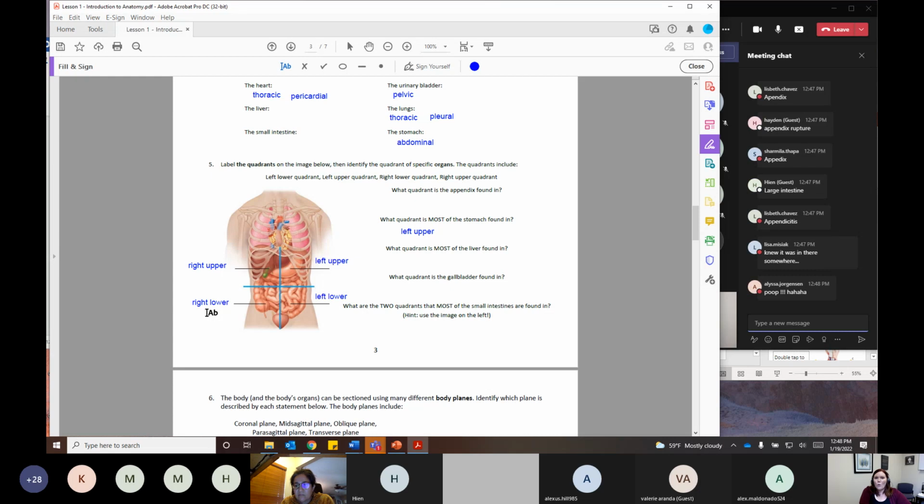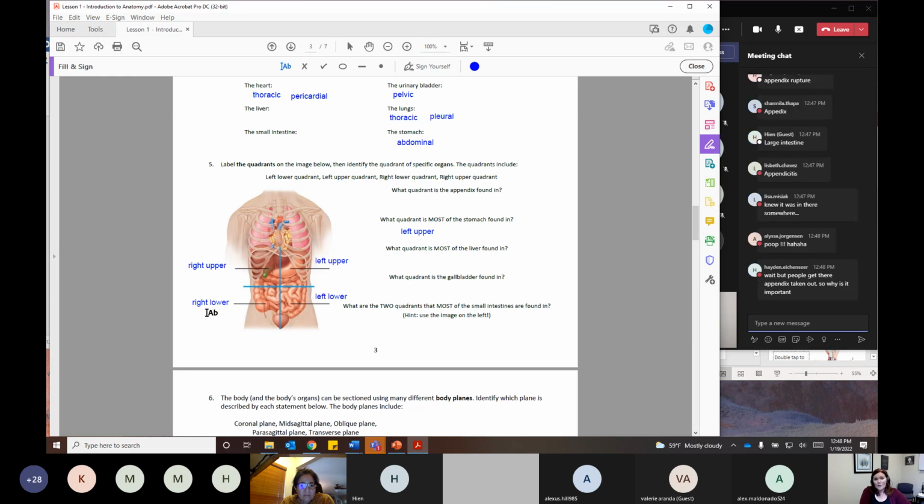So these quadrants help our doctors figure out what they might be dealing with, before they diagnose, if you will. If you've got left upper quadrant pain, good news, it's probably not appendicitis. Right upper quadrant pain, probably not food poisoning. So we can use this to narrow down what we're talking about when we're in the abdominal pelvic cavity.